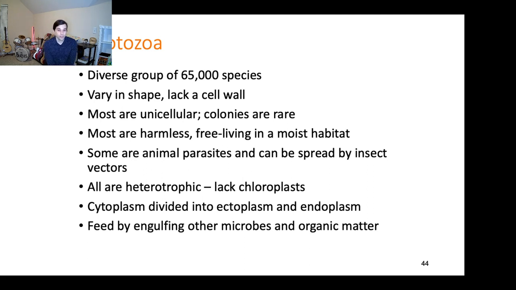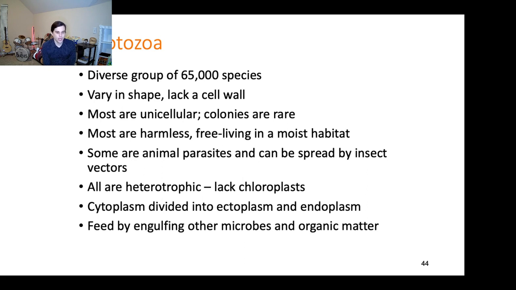Then there are Protista. Protista is super neat. There are about 65,000 different species of Protista. They're all pretty much going to be unicellular. Colonial forms are out there, but they're not the most common. They really vary in shape. They all lack cell walls, which is a characteristic of protists. Most of these guys are absolutely harmless. They just live out there somewhere where it's wet or moist. But some of these guys can cause problems in both humans and animals: malaria, African sleeping sickness, and things like that. Parasites that are protists that cause problems in humans.